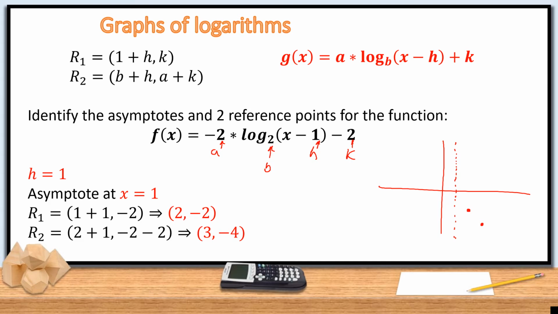And then we can see that because there's a -2 in here, this has caused a vertical reflection. So it would look something like this instead. So I would expect to see the asymptote and the 2 reference points graphed accurately, the axes in there, and then the rest of it is a freehand sketch.